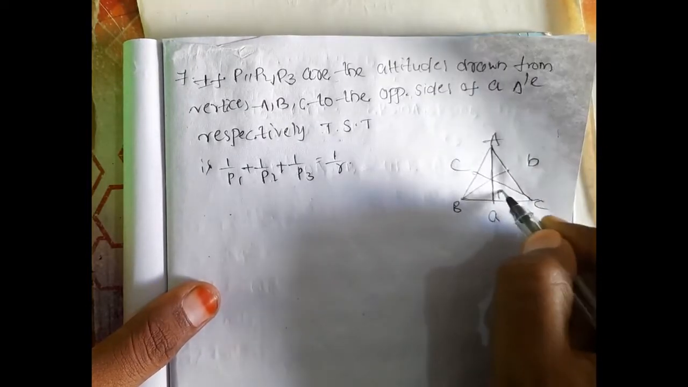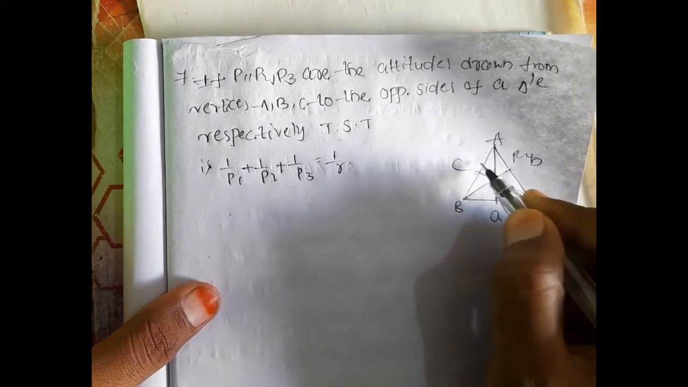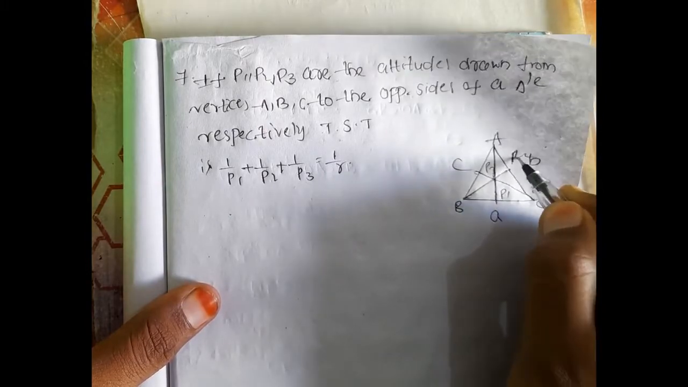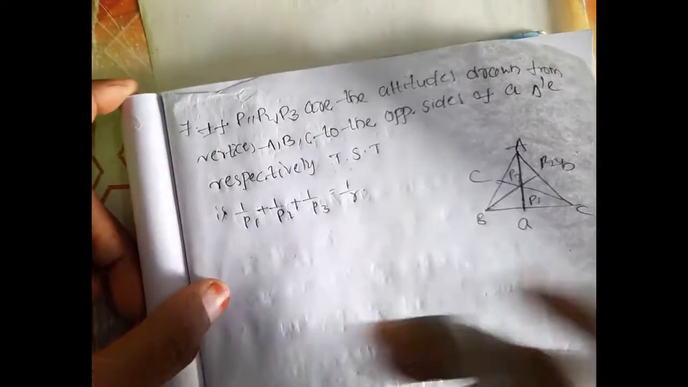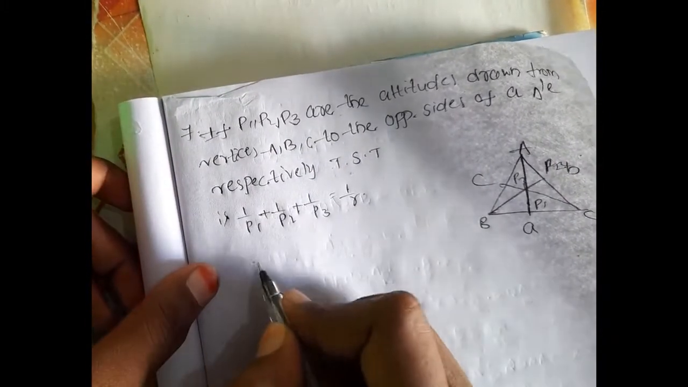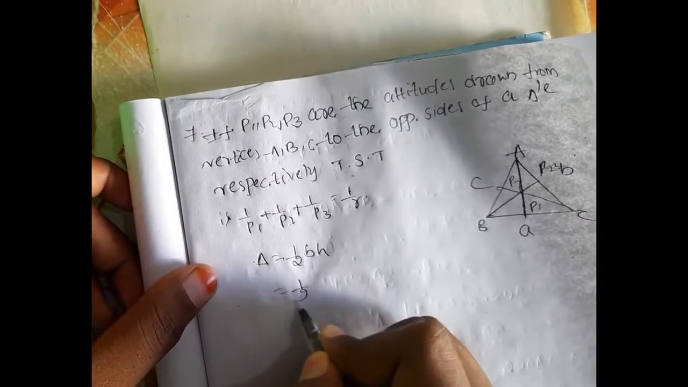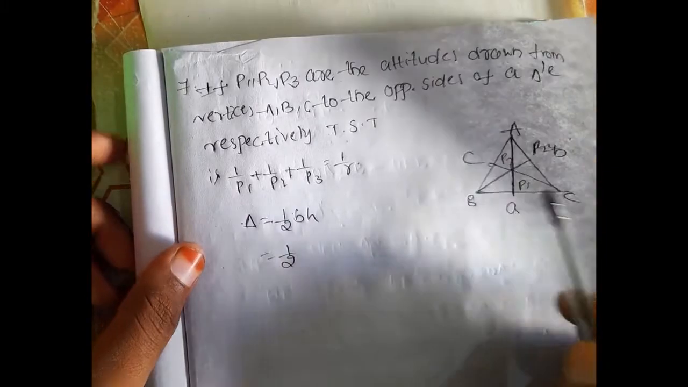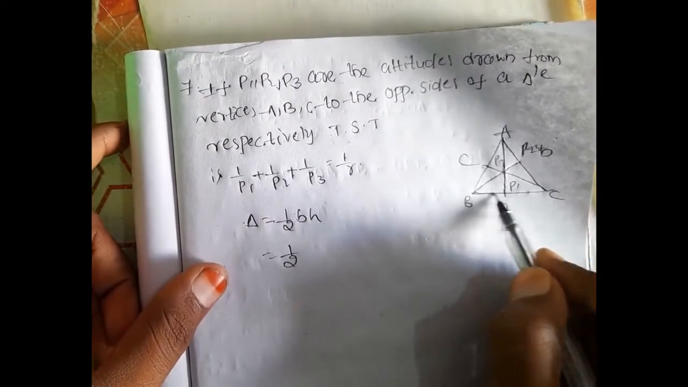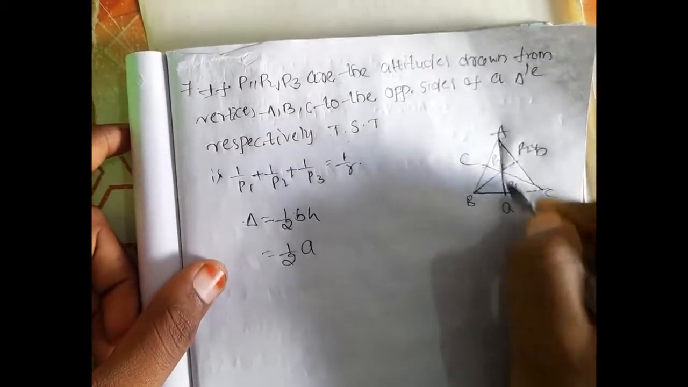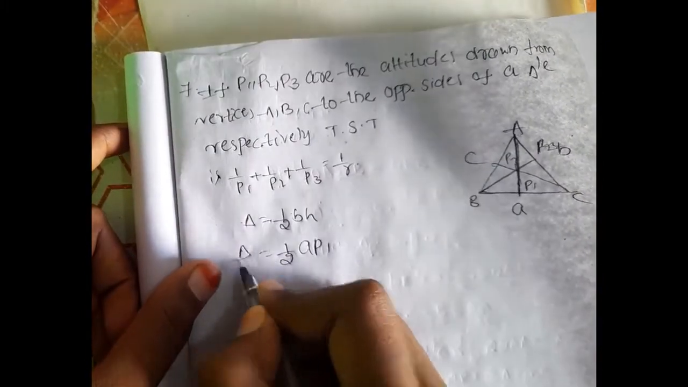This is P1, this is P2, this is P3. Okay. So now what is the area of triangle? The formula of area of triangle is half into base into height, right? So now we can write it in three forms. First, let's consider this as base. Then what is height? P1.